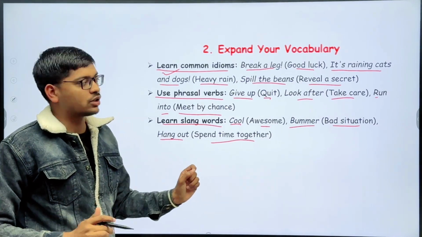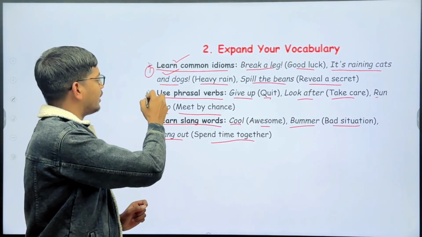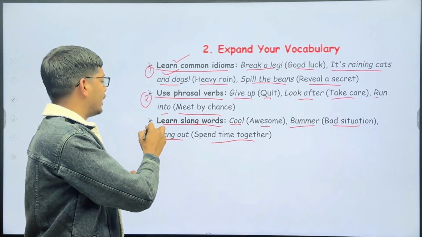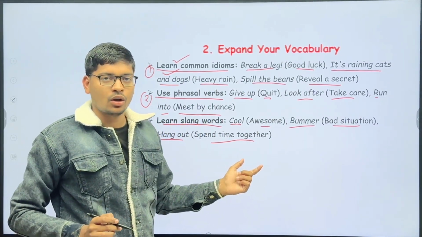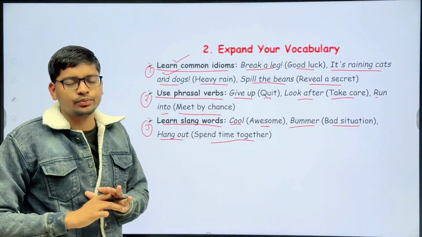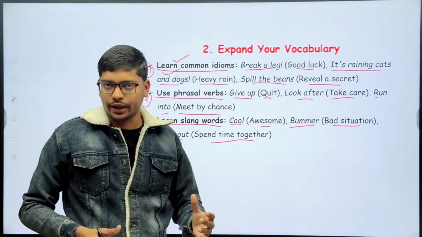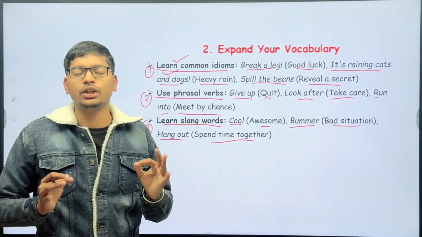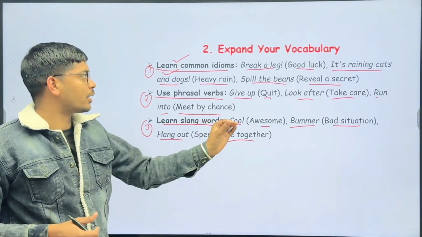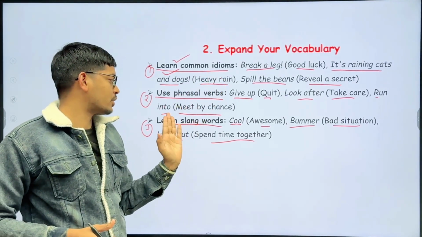So guys, you focus. First point, learn common idioms of Americans. Next point here, use phrasal verbs like give up, look after, run into. Okay. And third point here, learn slang words of Americans like cool, bummer, hang out. Okay. So there is a big list of these kinds of slang words, phrasal verbs, and idioms also. Okay. So you need to focus on the most important and most common words. Okay, so this is our second point, expand your vocabulary, like idioms, phrasal verbs, and slang words.